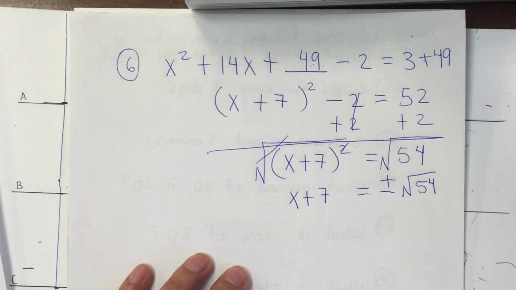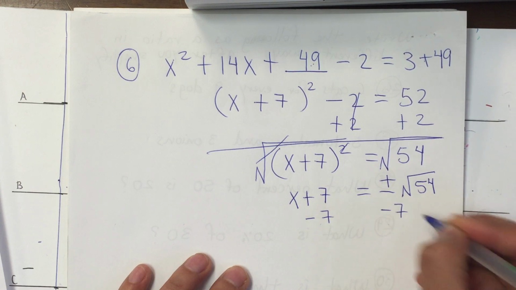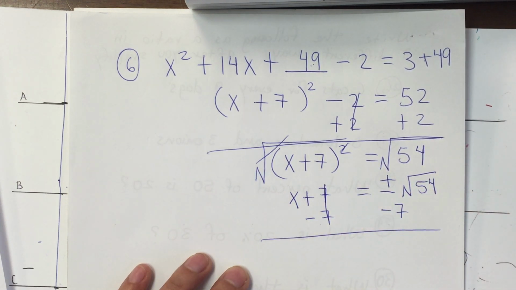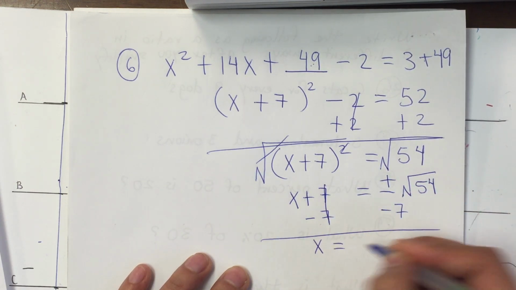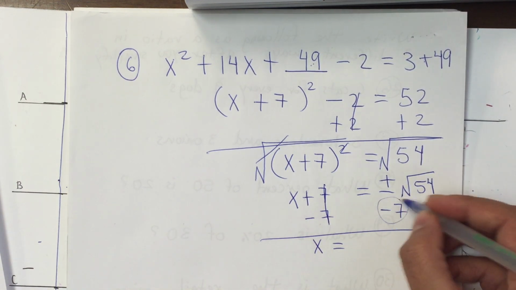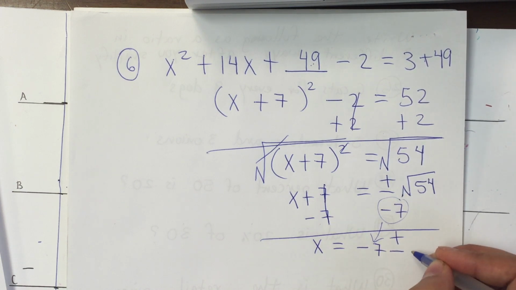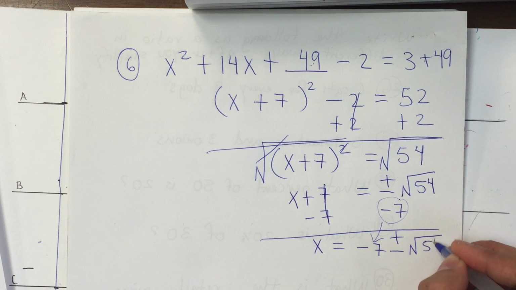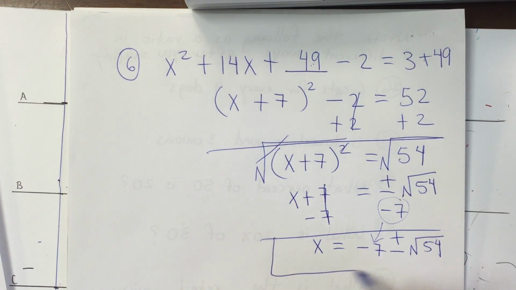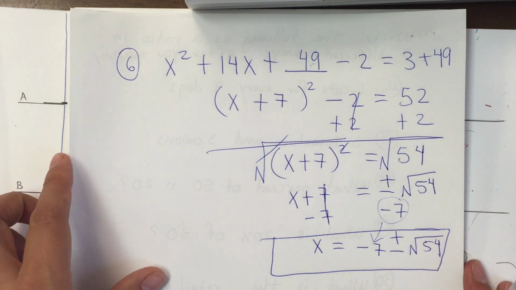And you have seen cases like this before. We subtract 7 from both sides, and so x is equals to, since we cannot combine these two, we're just going to bring this down as -7 plus or minus the square root of 54. Again, later on when we're graphing, we're going to figure out this with the calculator, so you don't have to worry about it right now. Okay, but these are the answers for both.